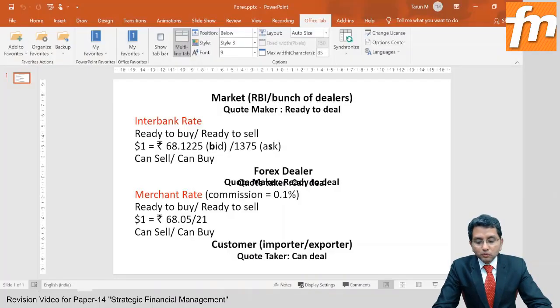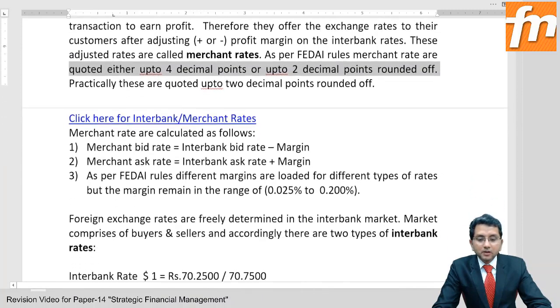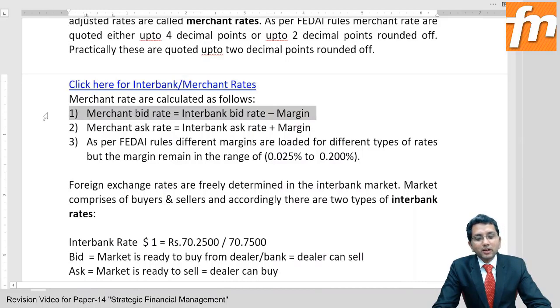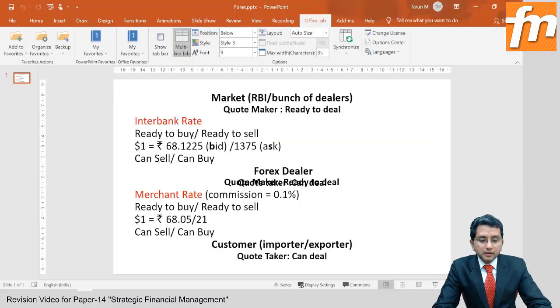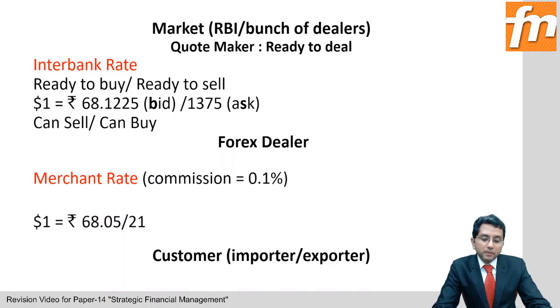Okay, so let's come back to our point. What we have already studied is merchant bid rate is equal to interbank bid rate minus margin, and merchant ask rate is equal to interbank ask plus margin. Let's take an example here again for better understanding.